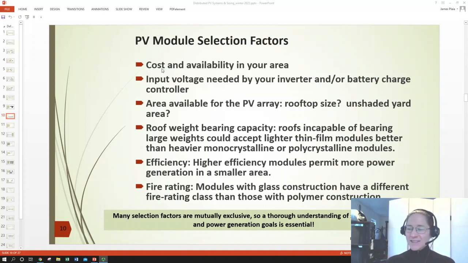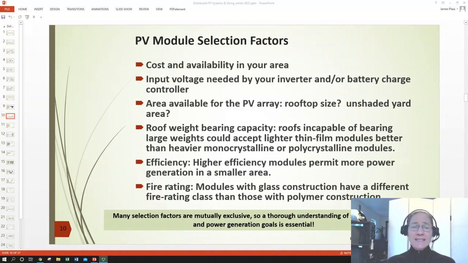Well, obviously budget's important. Some are more expensive than the other. You will pay for higher efficiency. You will pay for lower weight or more flexibility at the same efficiency. If you opt for lighter weight and more flexibility, you might have something that has a less favorable fire rating.